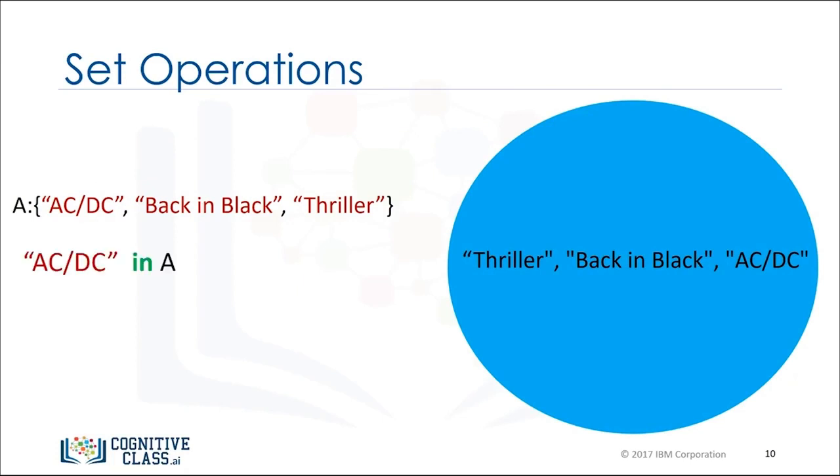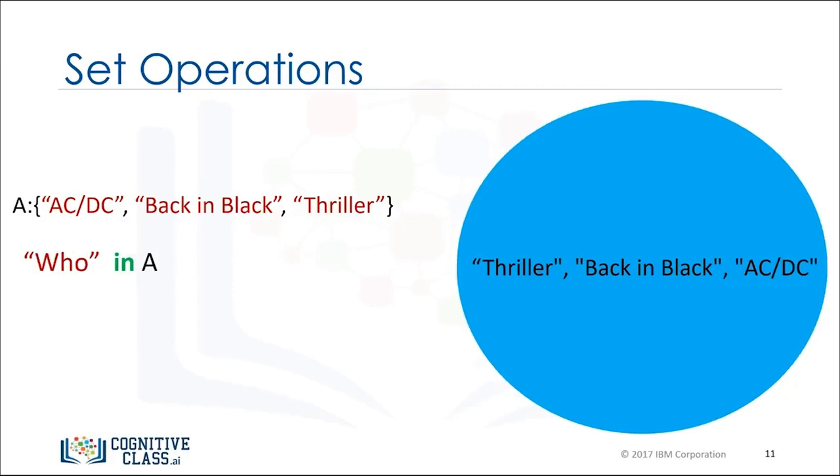We can verify if an element is in the set using the in command as follows. The command checks if the item, in this case AC/DC, is in the set. If the item is in the set, it returns true. If we look for an item that is not in the set, in this case the item Who, as the item is not in the set, we will get a false.